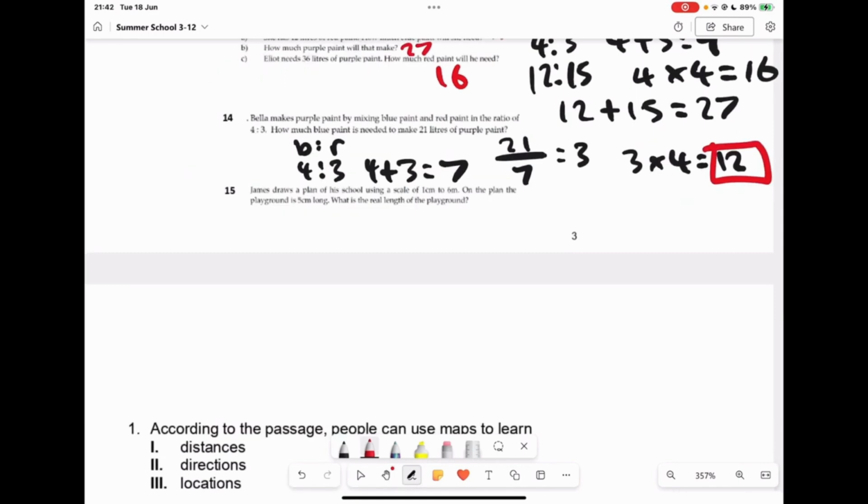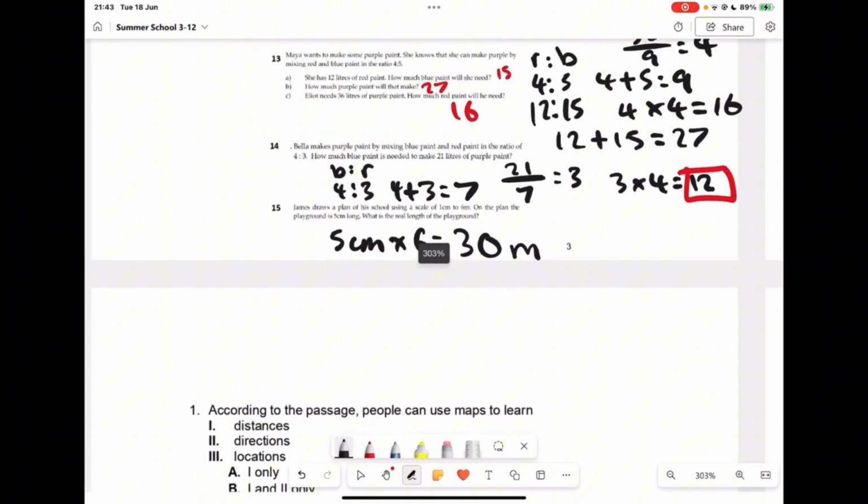Okay, James draws a plan of his school using a scale of 1 centimetre to 6 metres. Okay, we can just remember that. And then on the plan, the playground is 5 centimetres long, so what's the real length of the playground? So we do 5 centimetres and multiply that by 6. So it's equal to 30 metres, because for every 1 centimetre on the plan, there is 6 metres in real life. So 5 centimetres times 6 equals 30 metres.